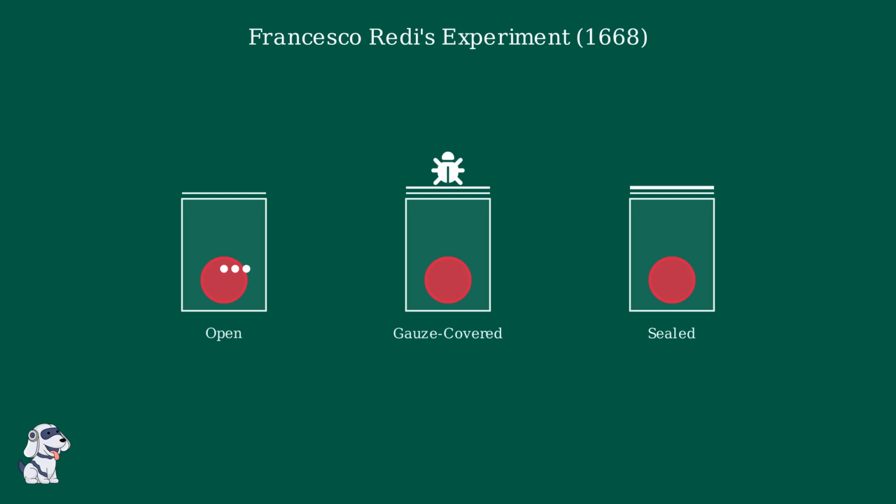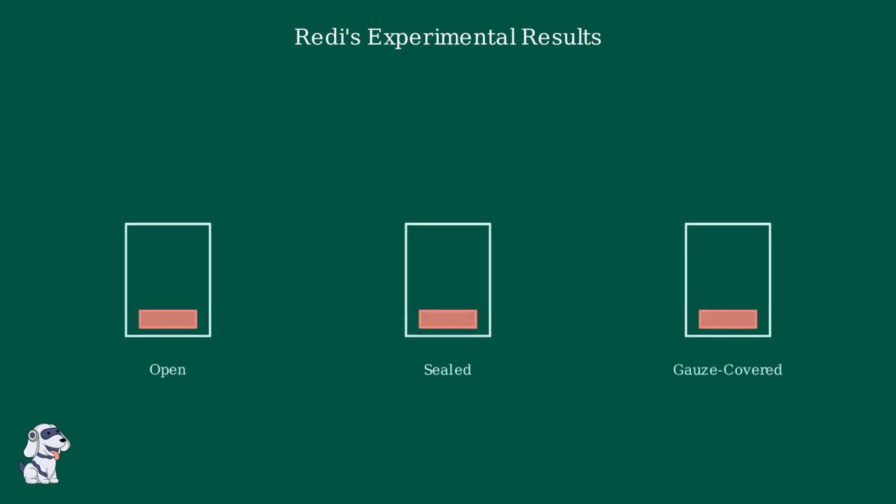By using these controls, Redi provided the first rigorous scientific evidence that life comes from pre-existing life. This experiment laid the foundation for the scientific method, replacing conjecture with observable, controlled evidence. Redi tested three distinct conditions to verify if life arises spontaneously. He placed meat in open, sealed, and gauze-covered containers.